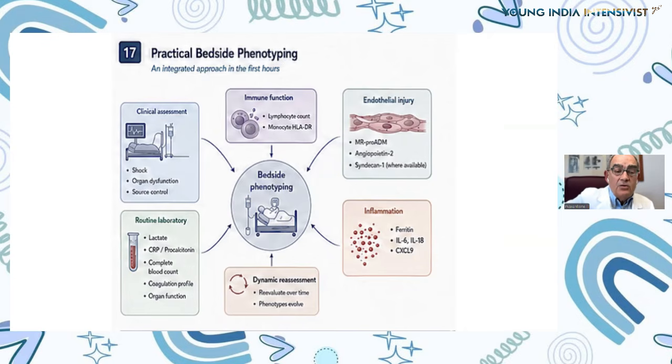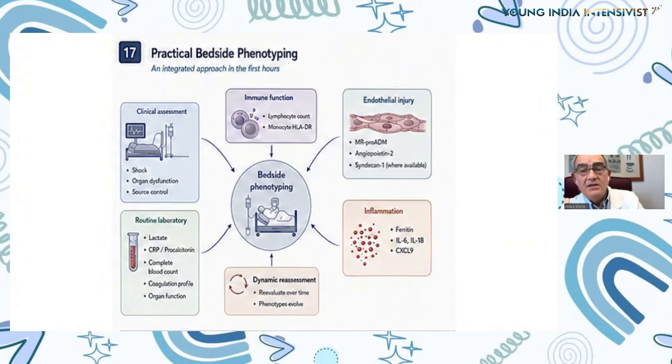The routine laboratory can help us a lot, looking at the lactate, the CRP and procalcitonin production, the complete blood count, the coagulation profile, and the organ function looking at the different function indicators. Then we have a sort of compromission of the immunofunction. And if we look at lymphocyte count or the HLA-DR and monocytes, we can have just an idea.